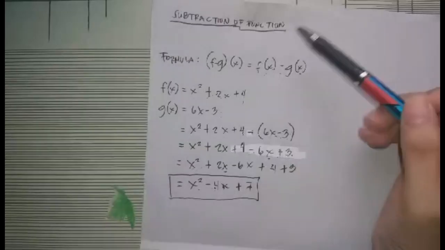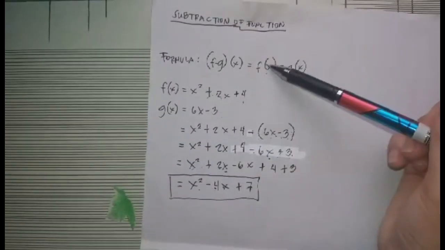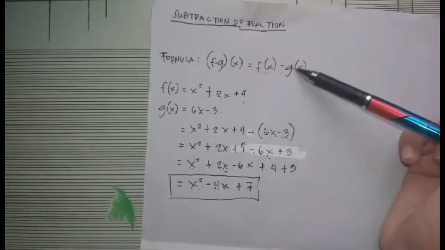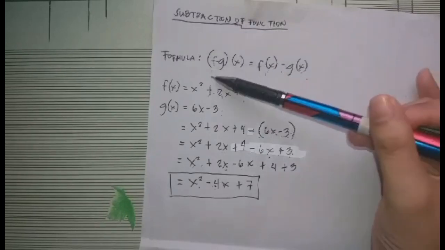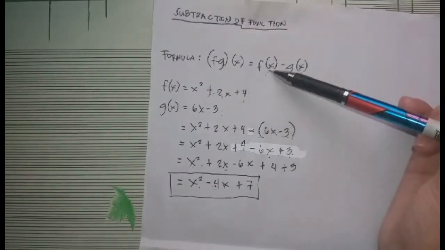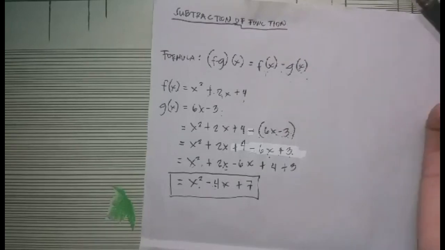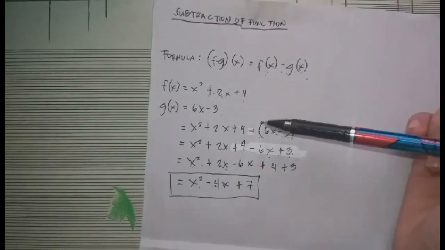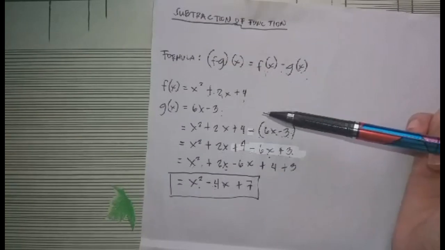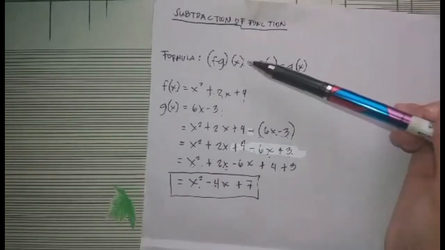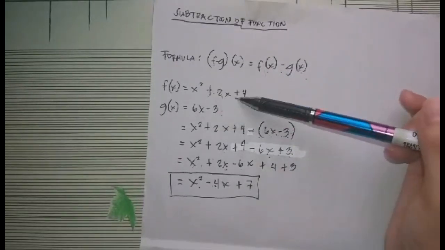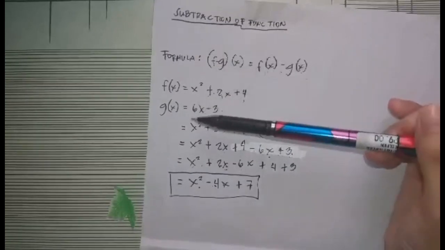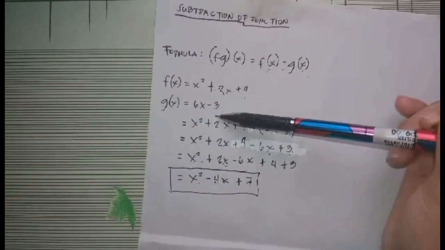Now let's talk about how to solve subtraction of functions. We have two functions, f of x and g of x. When we subtract g of x from f of x, we just put the subtraction in the function: f minus g of x is equal to f of x minus g of x. Now we're going to apply it to our equation. For our subtraction of functions, we have f minus g of x. F of x is equal to x squared plus 2x plus 4. Then our g of x is equal to 6x minus 3.